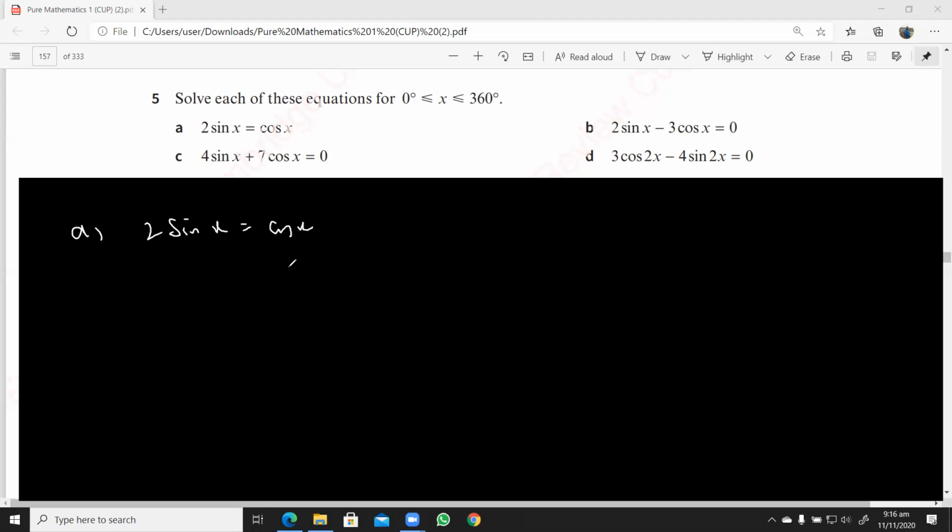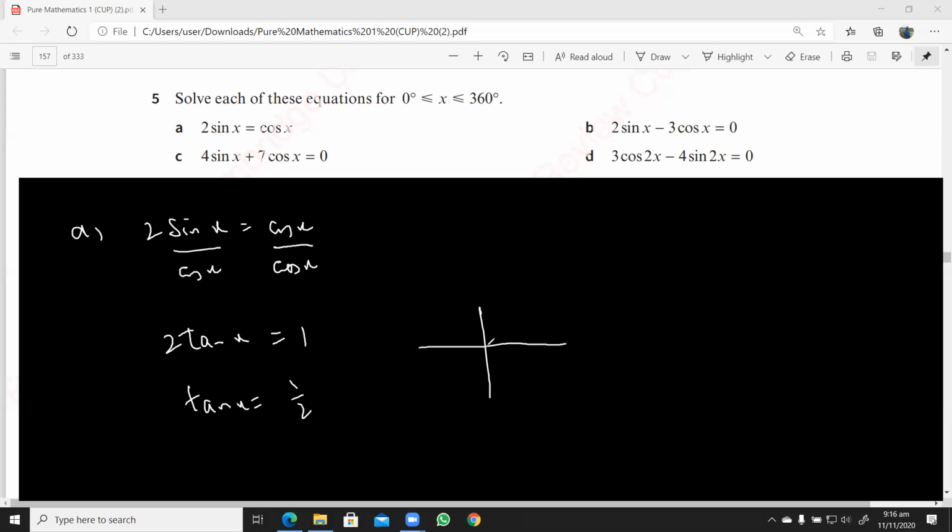In such cases, you divide both the sides by cos x. This is cos x, this is cos x, and that is going to be 2 tan x equal to 1. Now this has become an equation like you have seen in your first two questions. So you can simply say my tan x is going to be equal to half. At this level you have to mark the quadrants from 0 to 360. That is the domain in which we have to solve this equation.